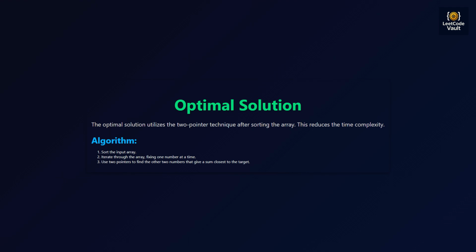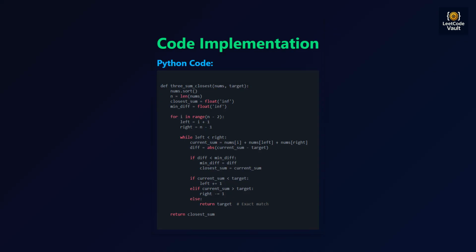We calculate the sum of the triplet: nums[i], nums[left], and nums[right]. If this sum is closer to the target than our current closest sum, we update our closest sum. Then we adjust the left and right pointers based on whether the current sum is too low or too high. This process significantly reduces the time complexity, making it much more efficient than the brute force method. Let's see this in action by looking at the code.